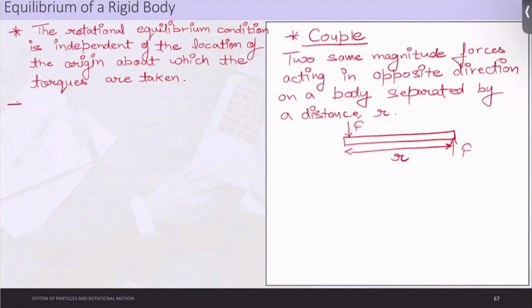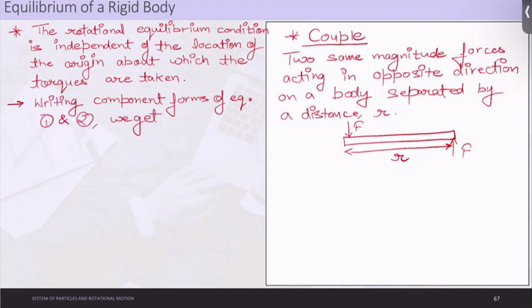So writing the component forms of equations 1 and 2, we get, first of all, for the force, the summation of Fi in the x direction, i from 1 to n, is equal to 0. Similarly, the summation of Fi in the y direction, i from 1 to n, is equal to 0. And similarly the summation of Fi in the z direction is equal to 0 for i from 1 to n.